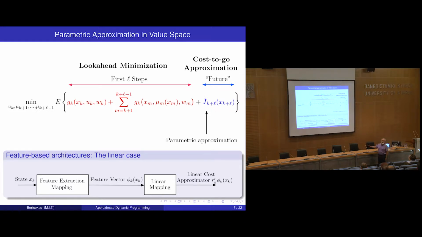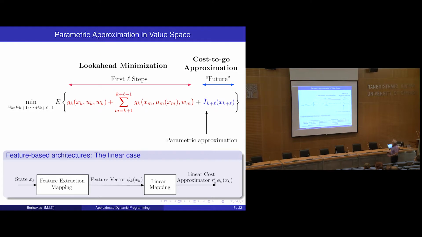And we focused on feature-based architectures, whereby at the given state xk, we extract a vector of characteristics, let's say a number of scalar characteristics that form a vector that we call the feature vector that depends on xk. And then we weigh linearly these characteristics and obtain a linear cost approximation, linear in the parameters. Okay? So that's a linear feature-based architecture. Now, the neural networks that I'm going to discuss are almost linear, but they involve also a nonlinearity, and we'll get to that.